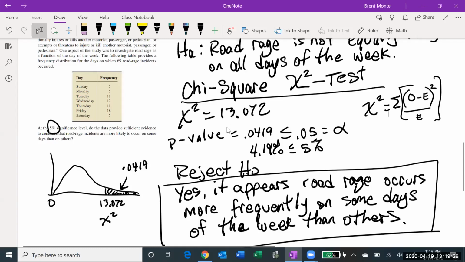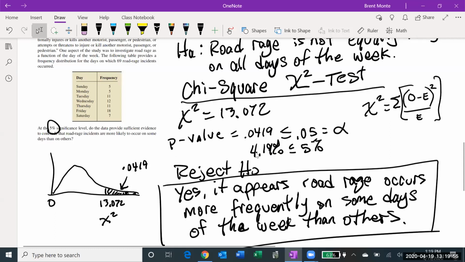My p-value, 0.0419, and notice that is less than or equal to the 0.05, which was alpha. I circled that over here. My significance level is 5%, so 0.05. Again, if you need to change those to percentages to make sure it is actually less, go ahead. Clearly 4.19% is less than or equal to 5%. So it's below our standard, so we reject the null hypothesis.